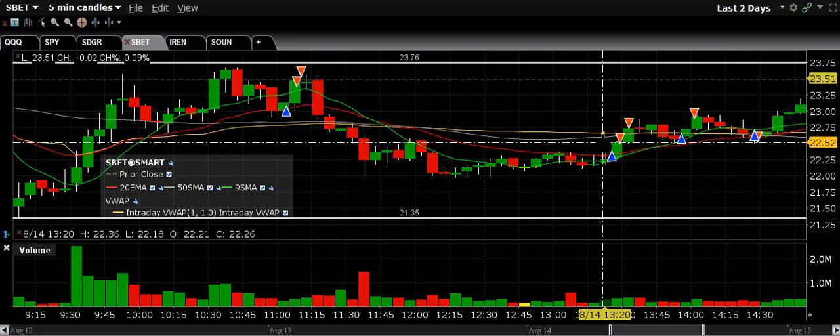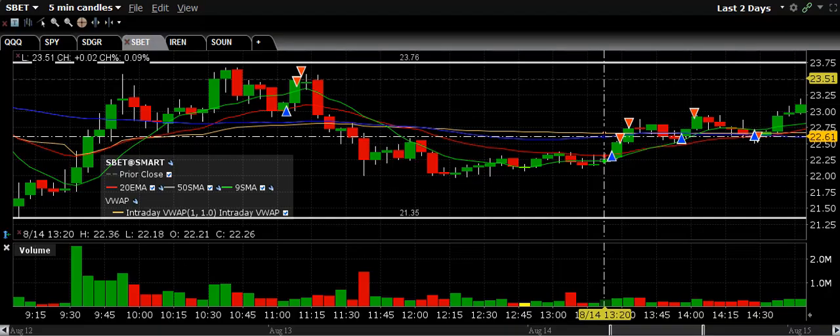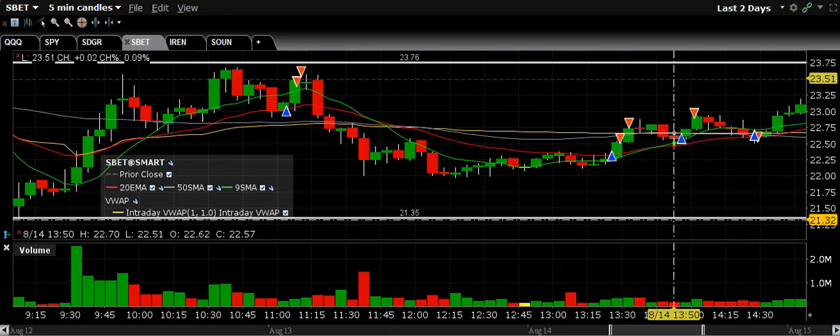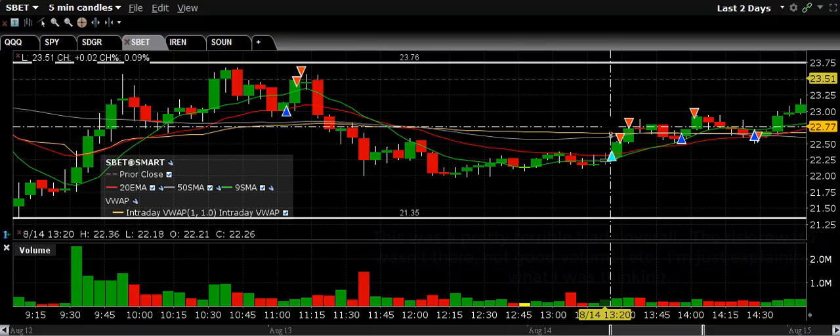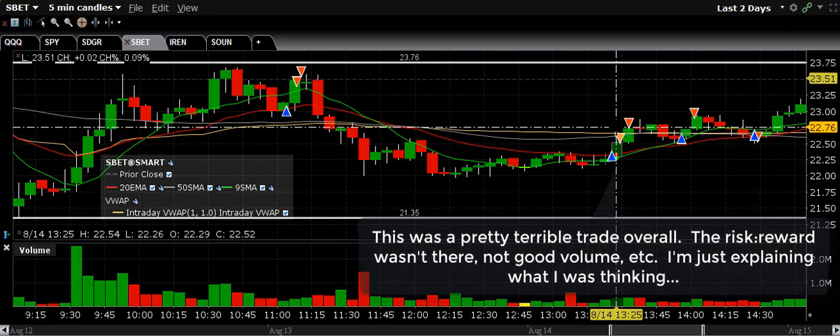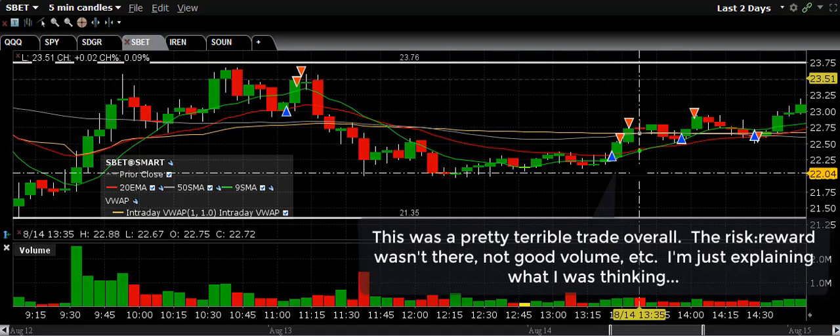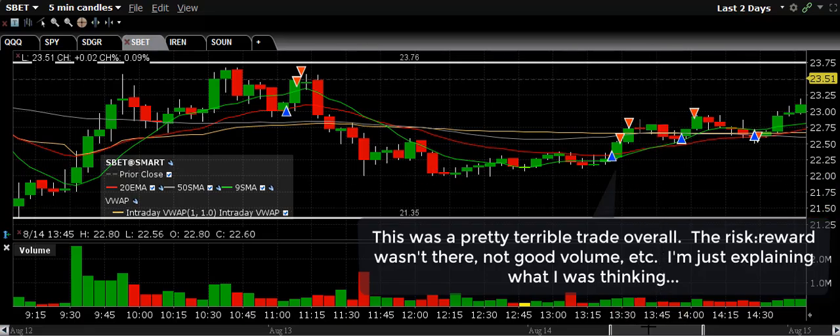I did a partial at 22.52 because I started getting a little worried that, because we were getting close to VWAP, I was afraid it was going to bounce and kind of tank back down. So I actually took that partial a little earlier than I normally would have. And then I closed out my position once I got a little bit above VWAP as well, which I could have obviously held on to that longer.